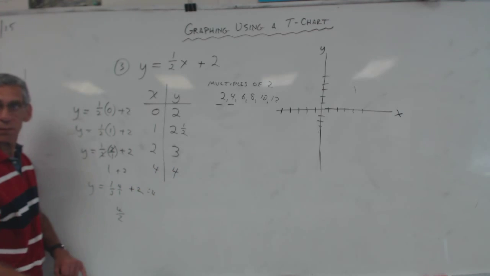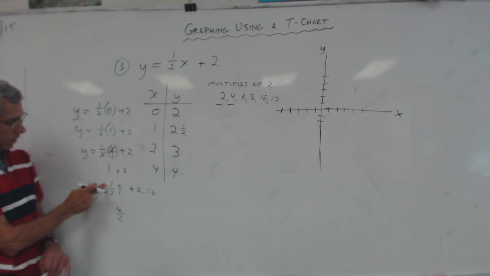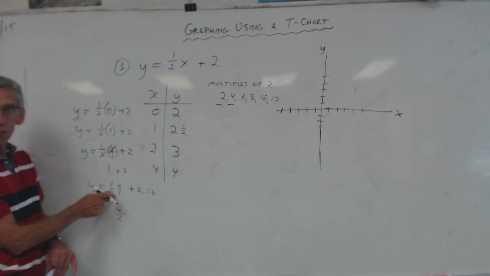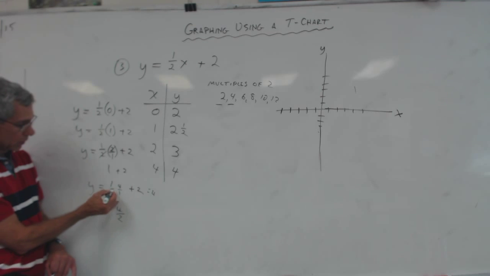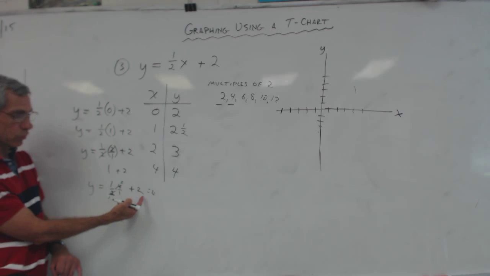Wouldn't it be 5 because you still have that 1 on top? No, because it's 1/2 times 4. So when I simplify, 2 goes into 1, 2 goes into 4 twice. 2 times 1 is 2. Over 1 times 1 is 1. 2 over 1 is 2. So 2 plus 2 is 4.